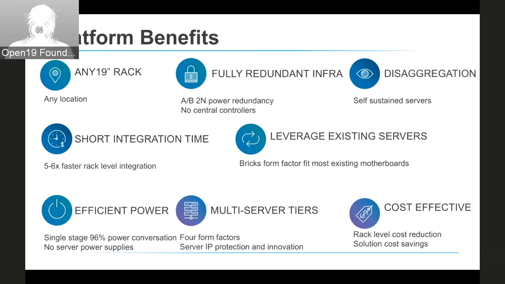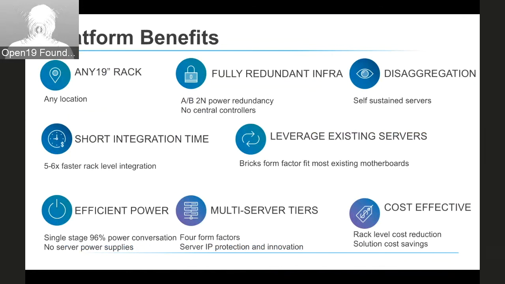Just to summarize the benefits of this platform and to highlight a few elements over here. One is we go into any 19-inch rack. Two, it's fully redundant, so the system will never go down. There's no centralized rack-level controller. There's no element which is centralized to any aspect of the rack. Every element is independent and working with no relationship to the element next to it. So a server in slot 1 has no idea what the server in slot 2 is doing, and they have no relationship from a fault perspective or power consumption perspective or data connection. The system is fully disaggregated. As you've seen, every element is self-sustained and independent.